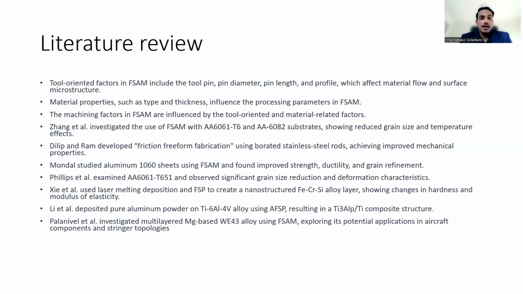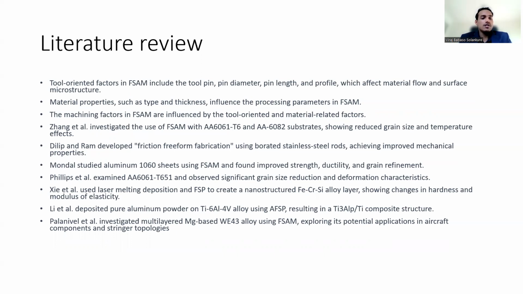First of all, we will understand what factors affect or limit the wide application of FSAM, which include tool pin diameter, pin length and profile, which affect the material flow, the surface texture and the surface quality as well. Also, apart from that, material properties such as type and thickness get influenced by the process parameters. After that, the machining factors, in which tool orientation and material related factors.